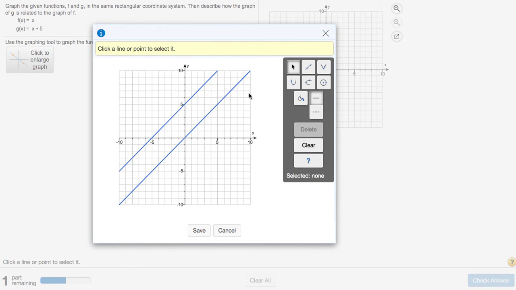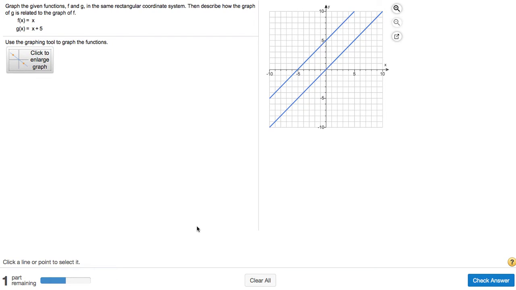Okay, so these are my 2 equations. Here is f of x, and here is g of x. And I'm noticing that these 2 lines are really similar. It's just that the function g of x looks like it's 5 units up from f of x. So I'm going to save this. Okay, and so I have my graph. I'm going to check my answer to see if this is correct.